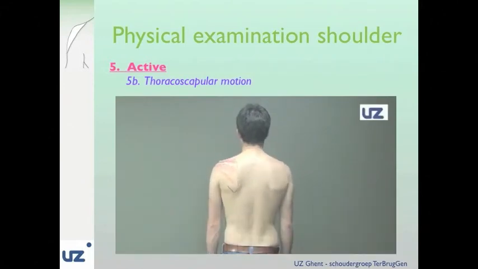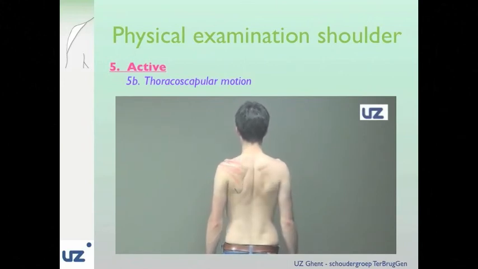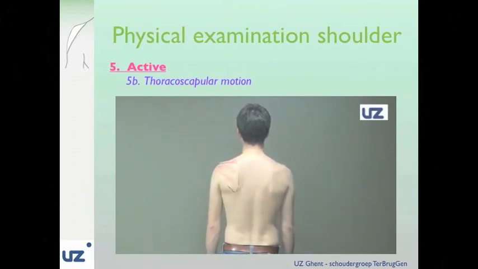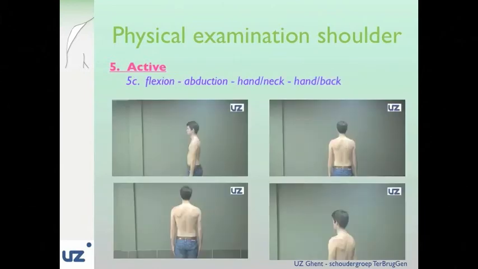Next, thoracoscapular motion is evaluated with elevation, depression, retraction, and protraction. At last, active motion of the complete shoulder girdle is evaluated. Four active motions of the shoulder girdle are measured: flexion, abduction, internal rotation, and external rotation.